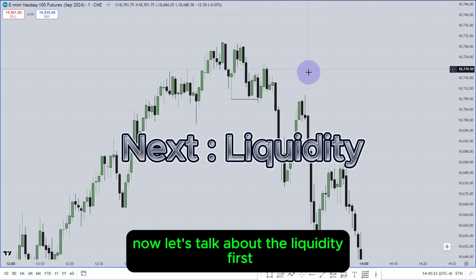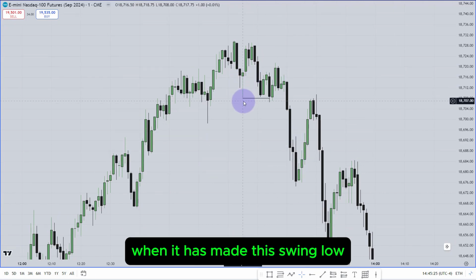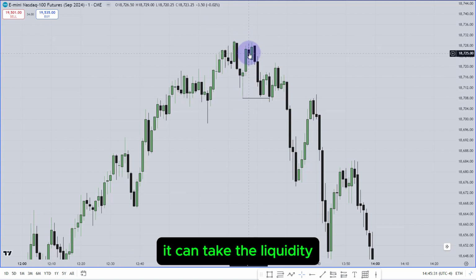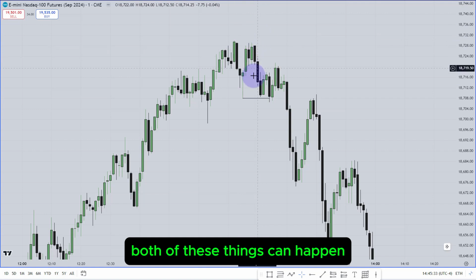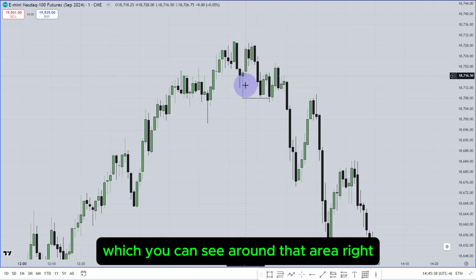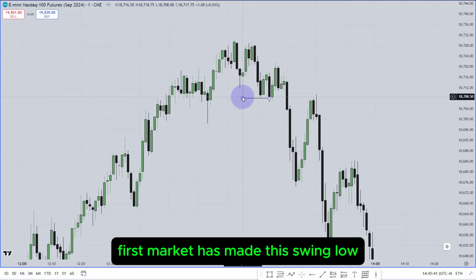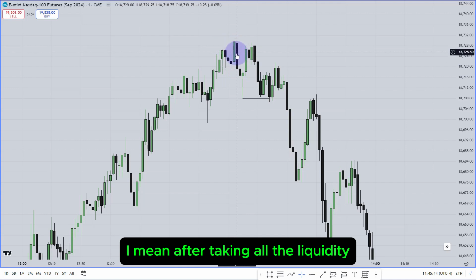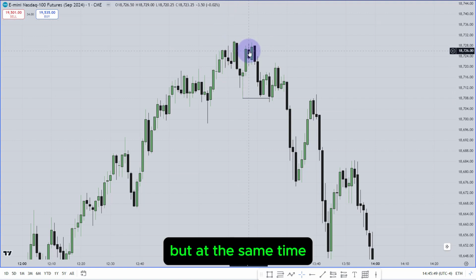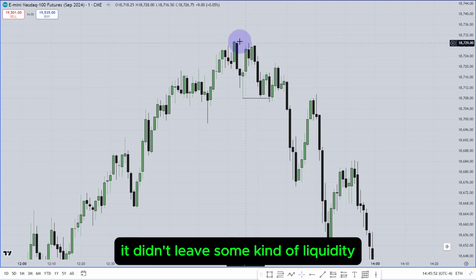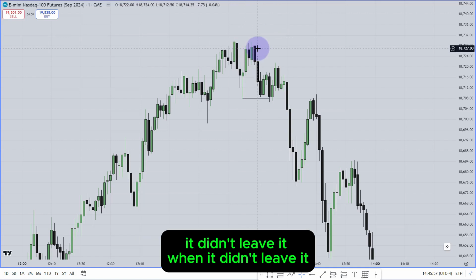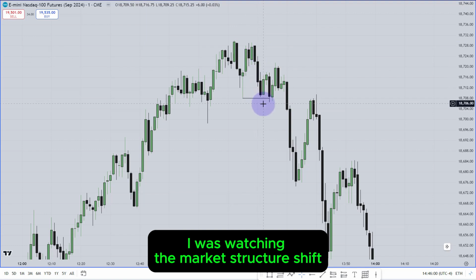Now let's talk about the liquidity. First, when it has made this swing low, it has to take the liquidity, or after making this swing low, it can take the liquidity. Both of these things can happen. That means before making this swing low, it can take the liquidity, which you can see around that area, right? First, the market has made this swing low, I mean, after taking all the liquidity, then the market has made this swing low. Then it never takes the liquidity again. But at the same time, it didn't leave some kind of liquidity. That means very nice equal highs. It didn't leave it. When it didn't leave it, I was watching the market structure shift around that area.